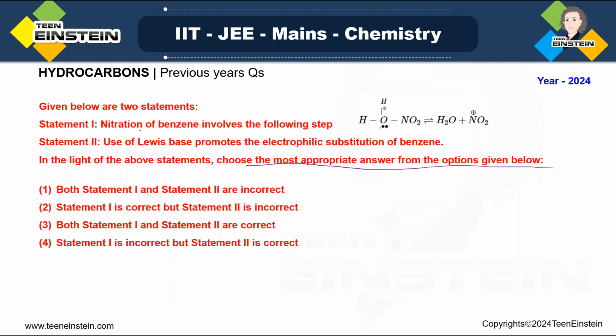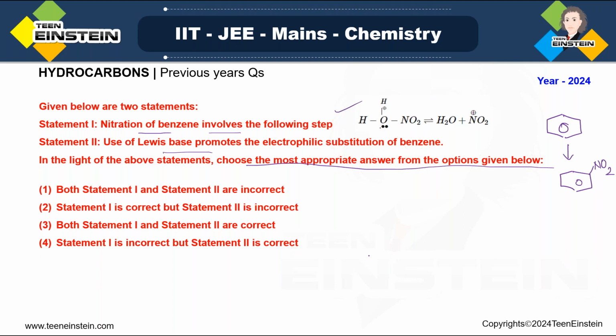In statement 1, it is mentioned that nitration of benzene involves the following step. This is the step that is mentioned here. And in the second statement, it is mentioned that use of Lewis base promotes the electrophilic substitution of benzene. Now, the first statement is related to nitration of benzene, right? In nitration of benzene, what happens? There is benzene, and in presence of the reagent, that is the mixture of nitric acid and H2SO4, one of the hydrogens of the benzene ring is replaced by NO2 group. So this is nitration of benzene.